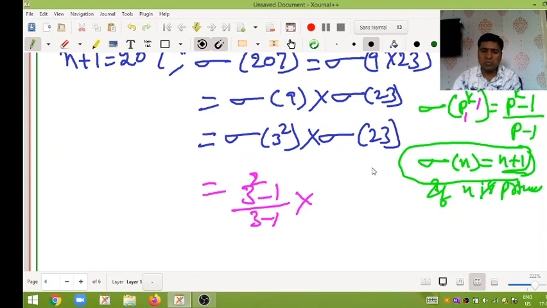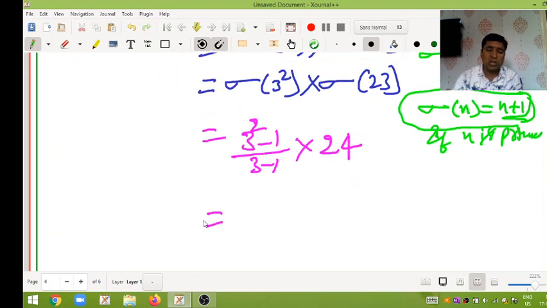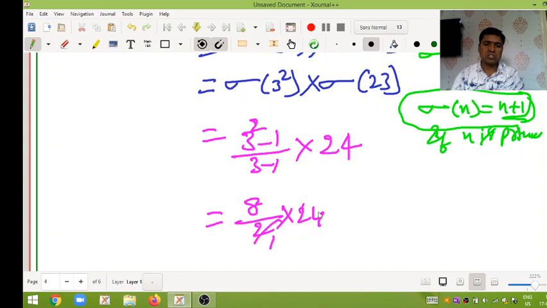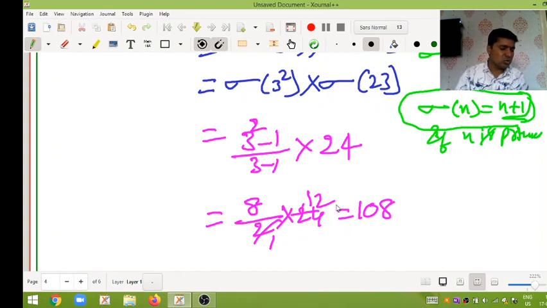So this is a prime. So that's why its value is n plus 1, that is 23 plus 1, 24 will come. So my dear students, see here, 3 square means 9. 9 minus 1 is 8, 8 by 2 into 24. So that is 2 12s are 12, 12 8s are 96, my dear students.